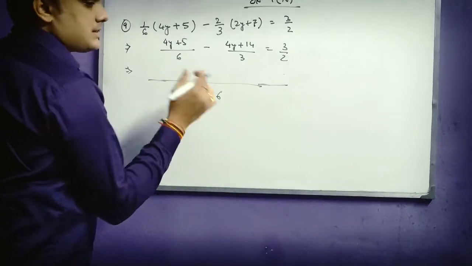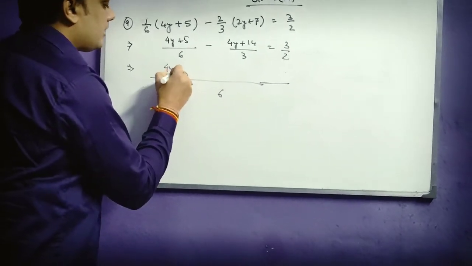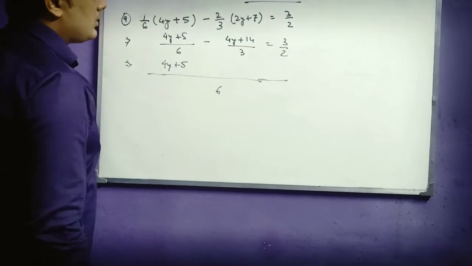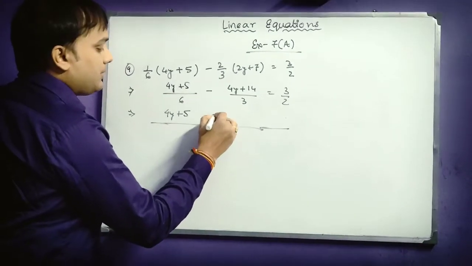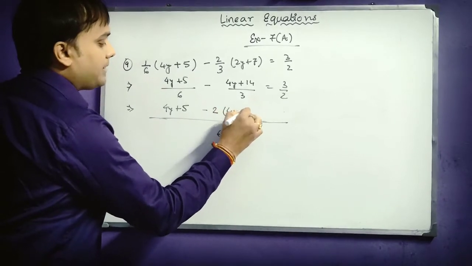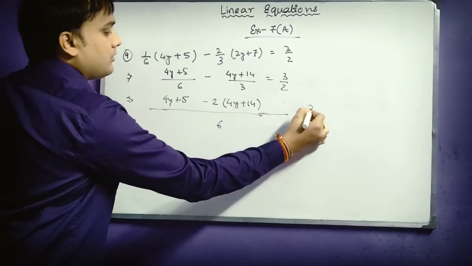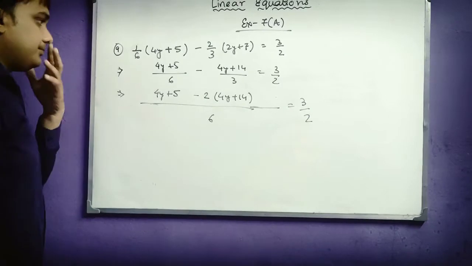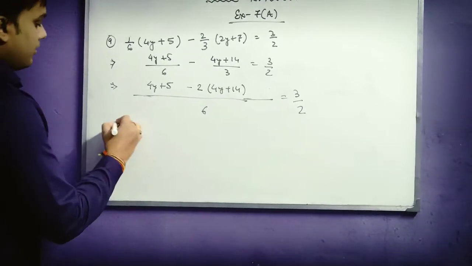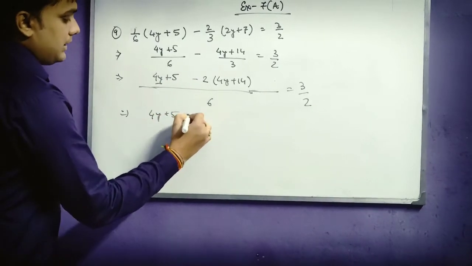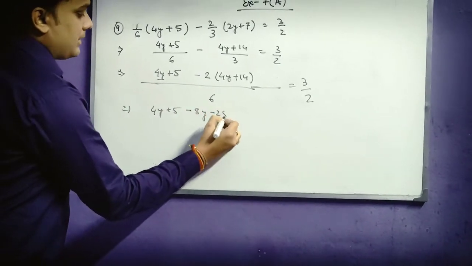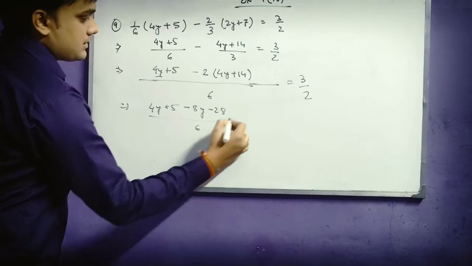6 divided by 6 is itself 1 only, so we will be writing here 4y plus 5. 6 divided by 3 is equal to 2. That means it will be 2 into 4y plus 14 equals to 3 by 2. Now 4y plus 5 minus 8y minus 28 by 6.